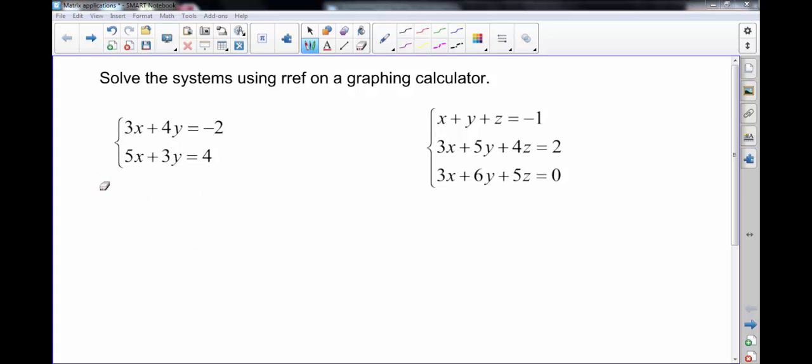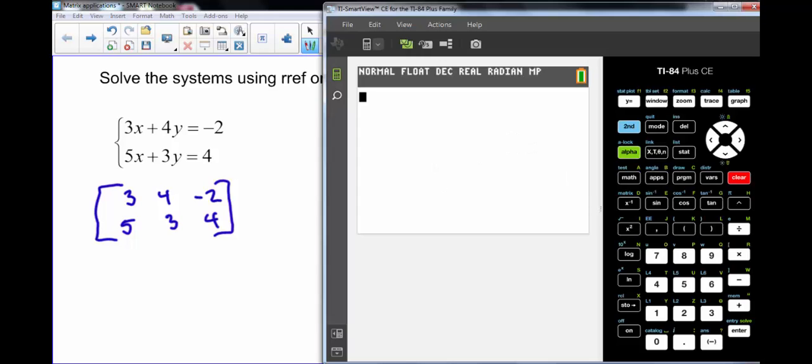First thing we want to look at is we really want to go ahead and write our augmented matrix. Now I know some of you will probably look at this and say, I could just go ahead and punch it in as is. That's probably alright, but you need to be real careful that you don't miss any numbers or make any of the silly mistakes that can happen when you do that.